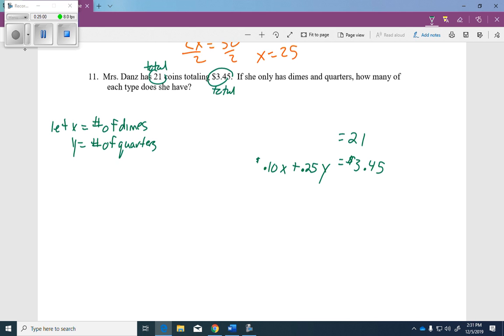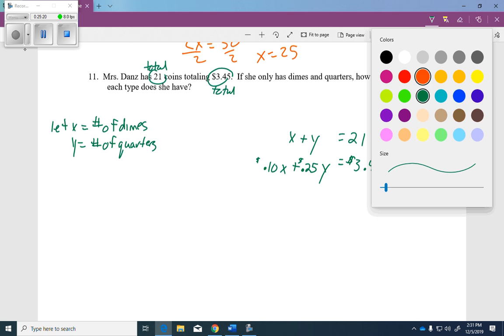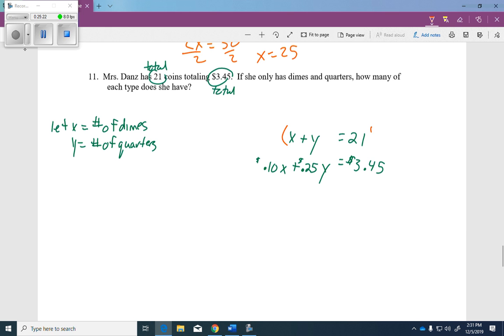Since this is about money and this is about money, that's why it went with the total of $3.45. But 21 is just about the number of coins, and these let statements are just about the number of items. So that's why it's just an x plus y there. Maybe you want to do elimination. Maybe you want to multiply the top equation by a negative 0.10 to make the x's eliminate.